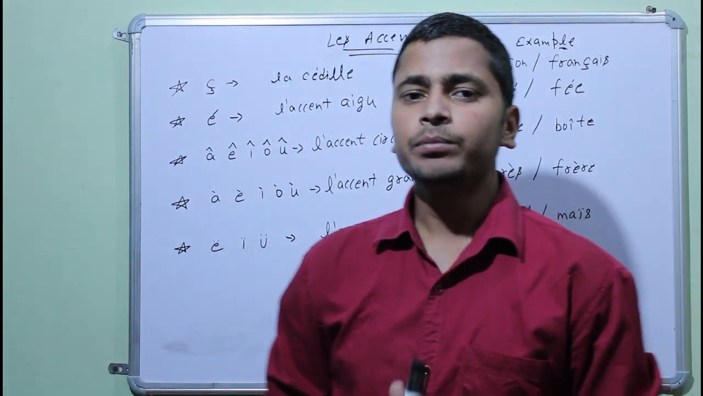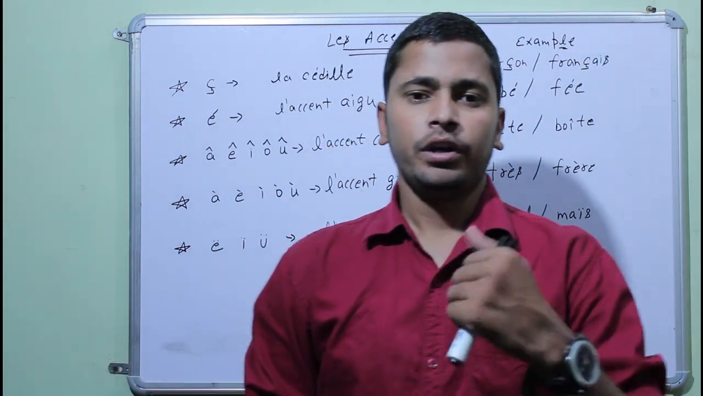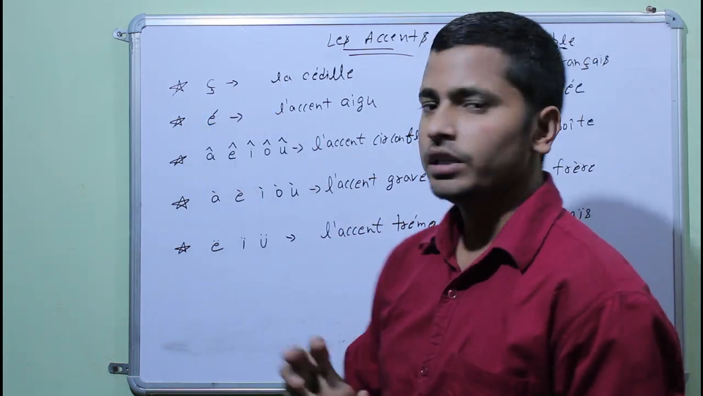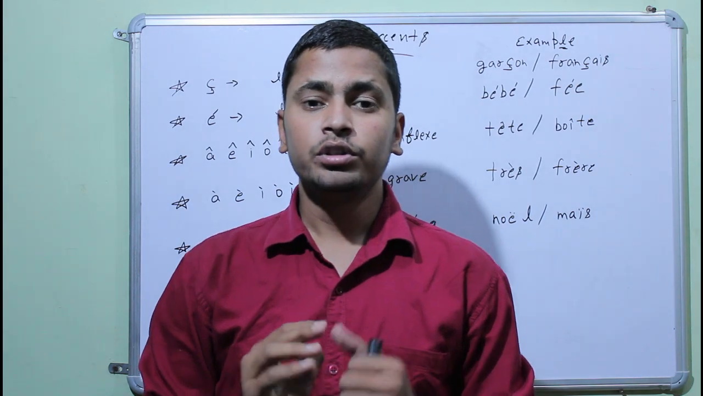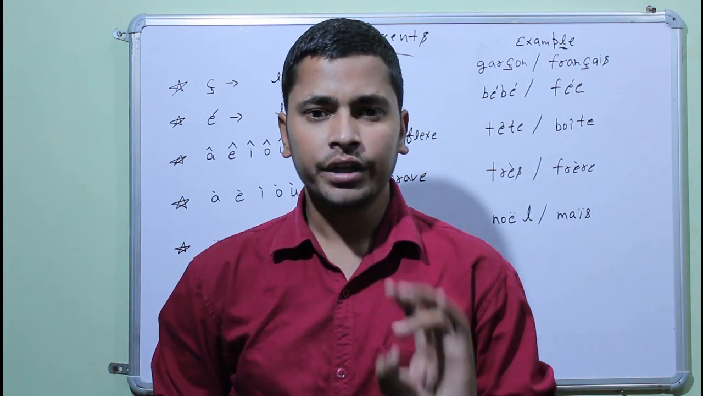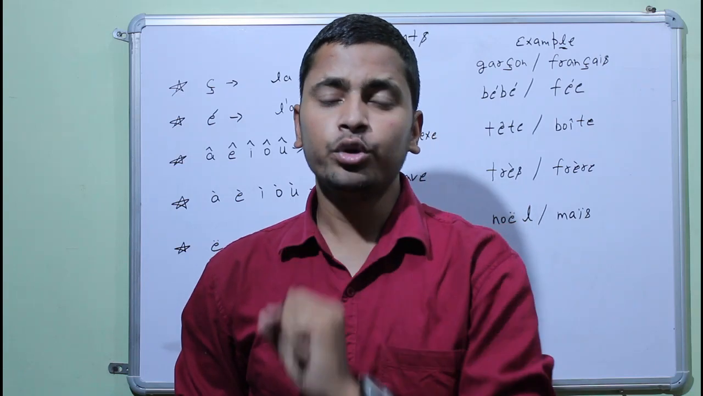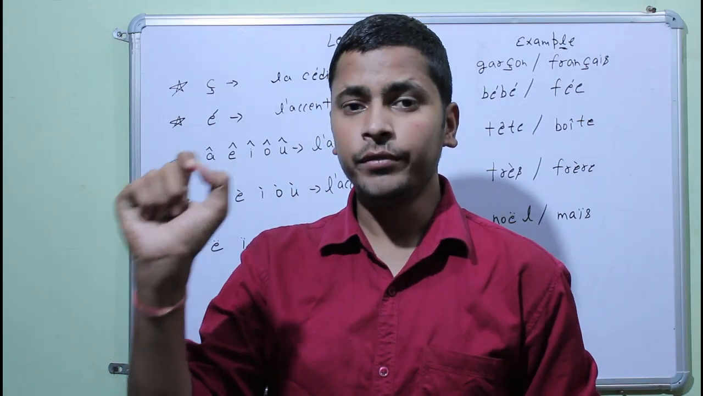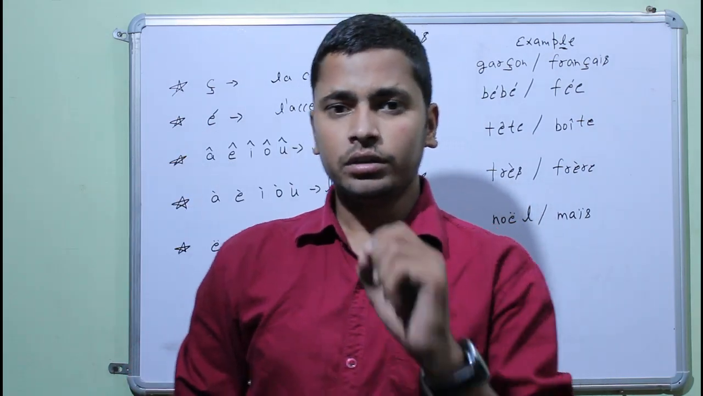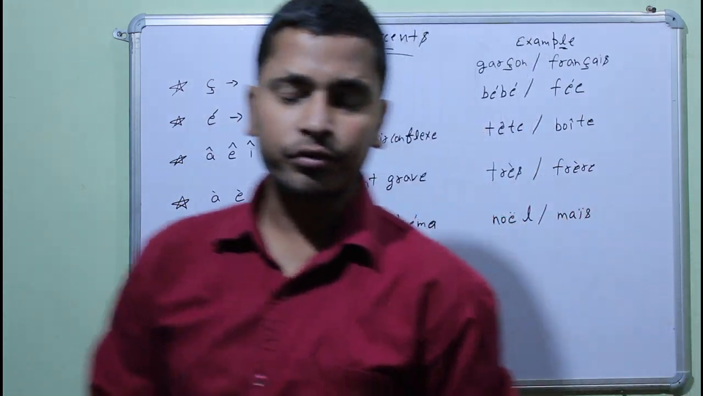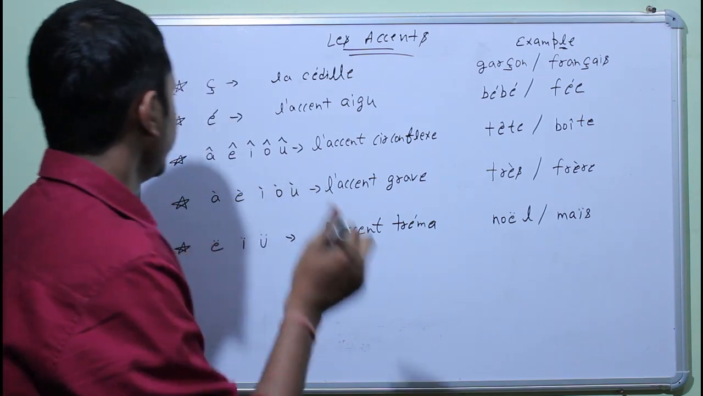There are five types of accents in French. So what are the accents? Cédille, aigu, grave, circonflexe, and one more is tréma. So how to use them? We are going to tell you today how to use them in the proper way. First of all, we start with the cédille.